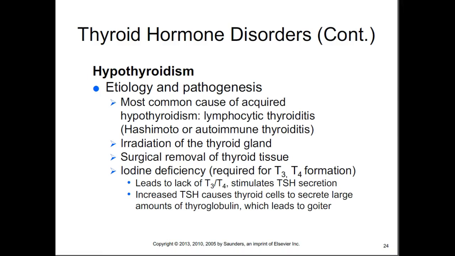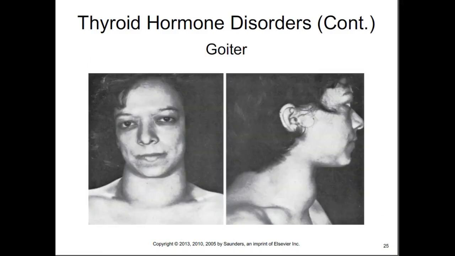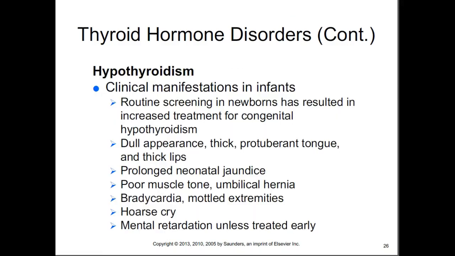So if you don't have iodine, you don't have T3, T4, right? So then you increase TSH, which causes the thyroid cells to secrete large amounts of thyroglobulin, and then thyroglobulin leads to goiter. So you can see there a picture of a goiter, right?